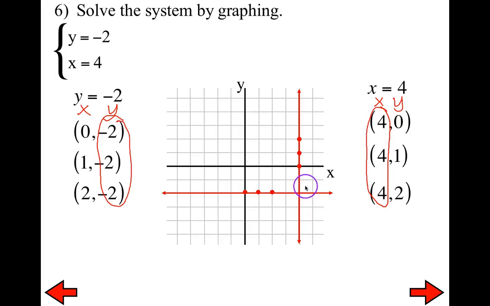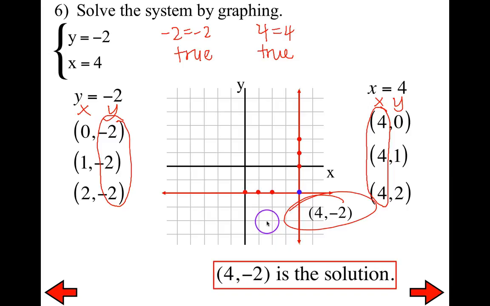And I'm going to notice that these two lines also intersect right here, which is (4, -2). You're going to have to check if this works. Okay, so here for y equals -2, what is y? Y is -2. Does -2 equal -2? Yes, that is true. The second equation, x equals 4. Well, x is 4, so does 4 equal 4? This is also true. So I'm going to confidently say (4, -2) is the solution to the system.